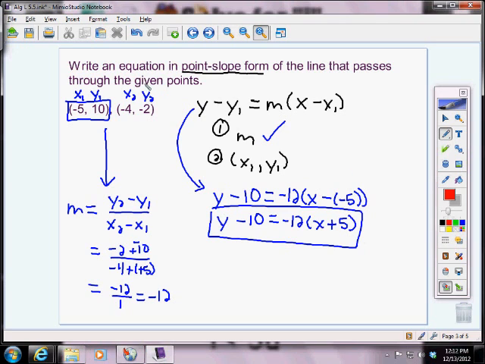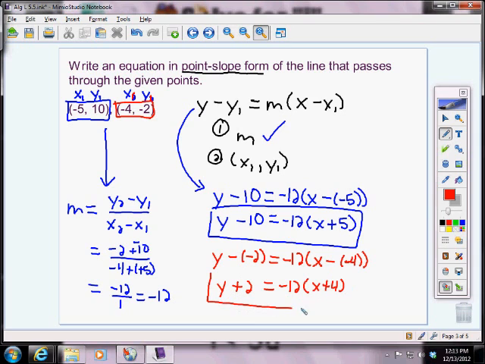Now, what if you had wanted to use this other point? Absolutely. You can. Still plug it in. y minus our y1, which is a -2, equals our slope. Our slope isn't going to change, -12, times the quantity x minus your x1, which is a -4. Simplifying it a little bit, keep, change, change, we get y plus 2 equals -12 times x plus 4.